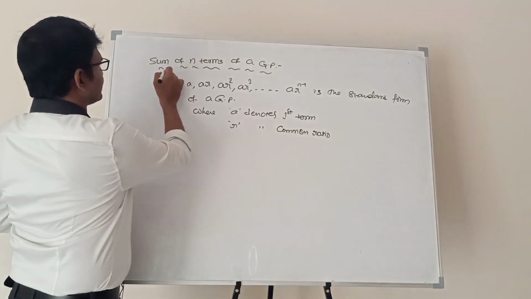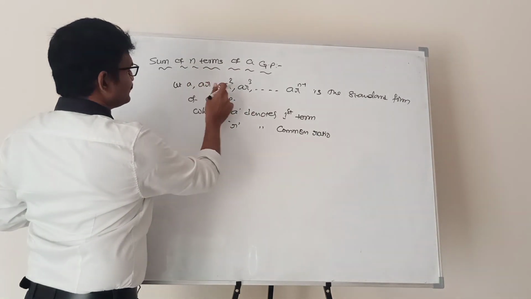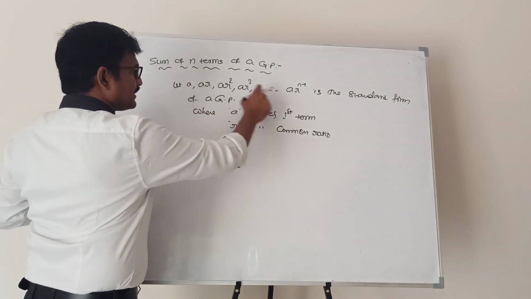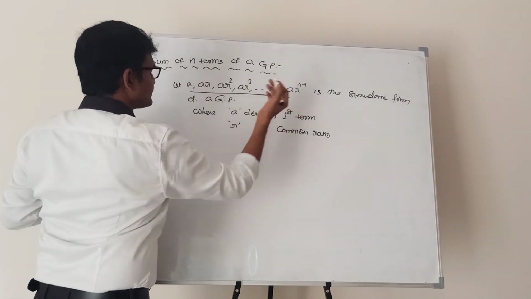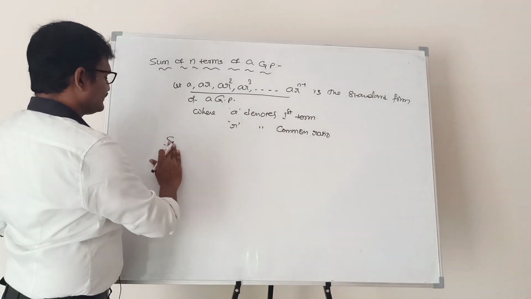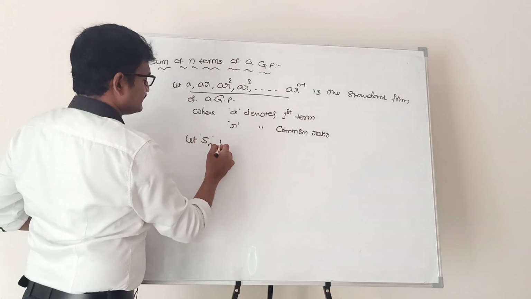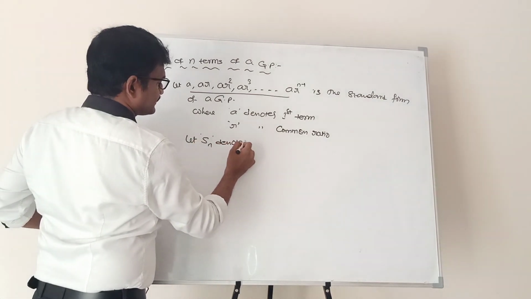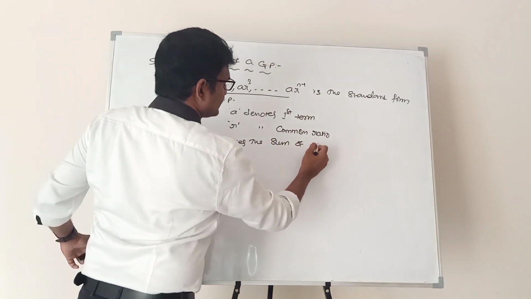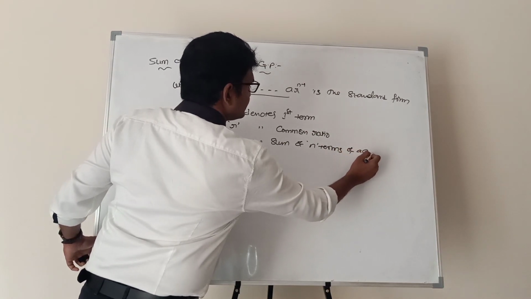What we need to find is the sum of n terms of a GP. So 1, 2, 3, 4, so on. How many terms are given? N terms. The sum of these n terms. Let Sn denote the sum of n terms of a GP.